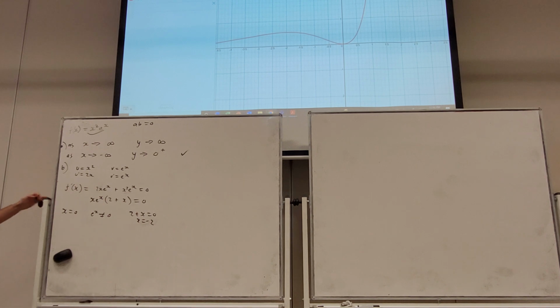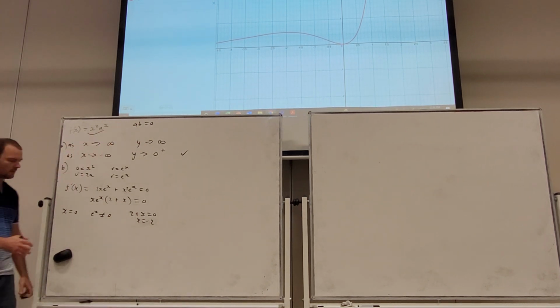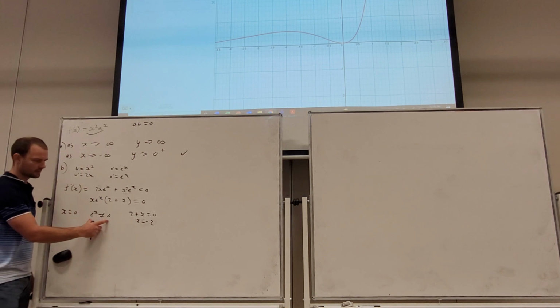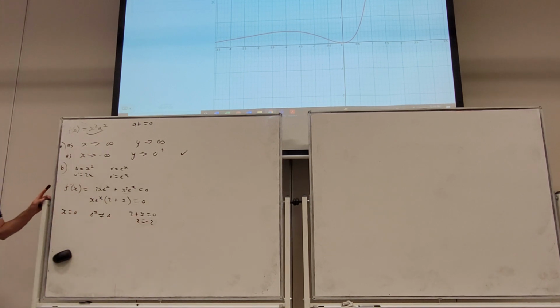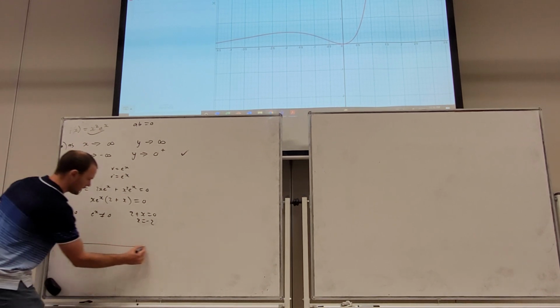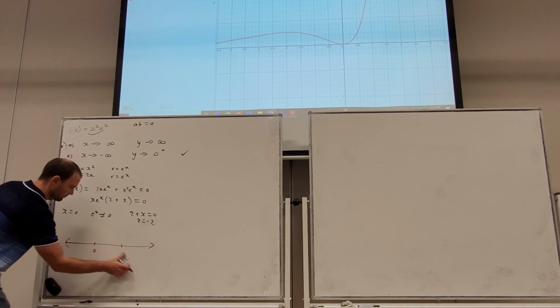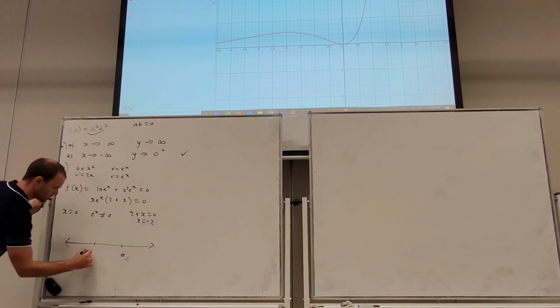The null factor law can extend way beyond 2 products, although that's what we tend to use it for. So e to the x is 0, that's not a solution, and then this is the other solution. So they're going to be the 2 roots of our first derivative. If I draw the sign diagram of it, it's going to be 0, and it's going to be minus 2. Oh, right, 0 and minus 2.